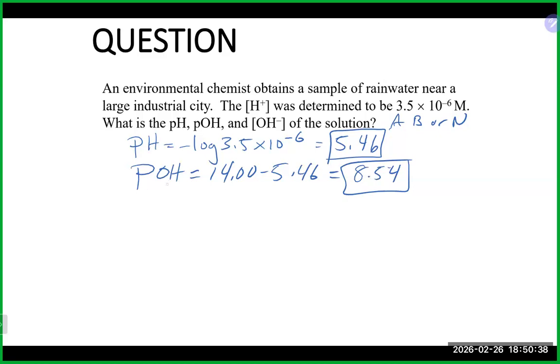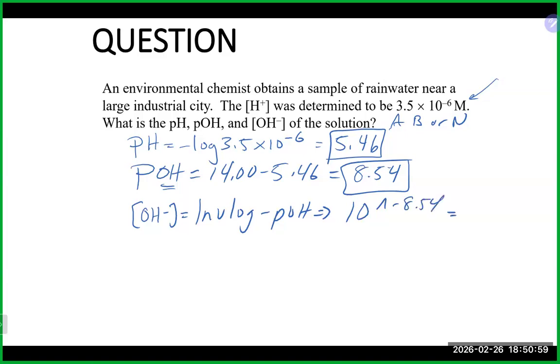Now, in this case, I do need to do my inverse log here to get the OH minus concentration, now that I have that. I could have also used KW as well, since I did have the H plus concentration. So we'll go OH minus is equal to the inverse log of the negative POH, which again will do something like this. And looks like maybe 2.9 times 10 to the minus 9 molar. Again, need a unit on that.